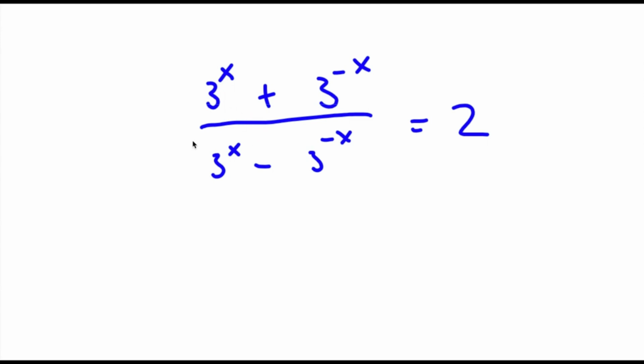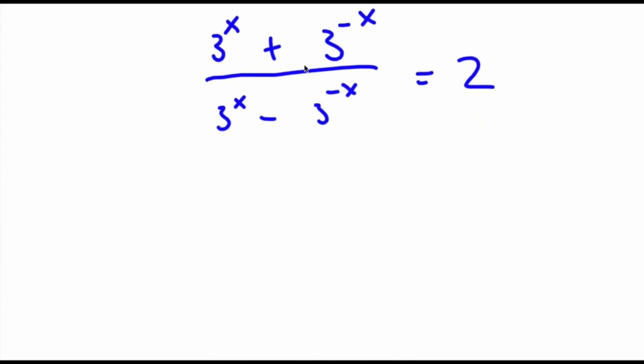In today's video, I'm going to be teaching you guys how to solve this exponential equation. So we have 3 to the power of x plus 3 to the power of negative x divided by 3 to the power of x minus 3 to the power of negative x is equal to 2.